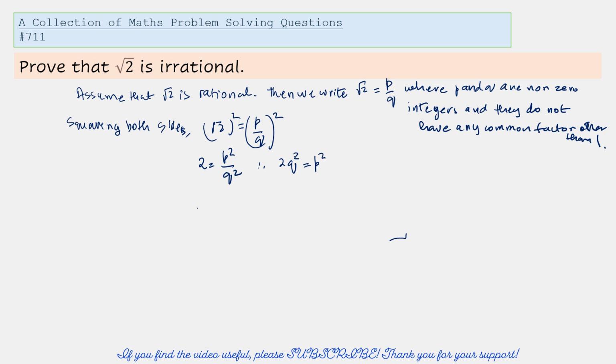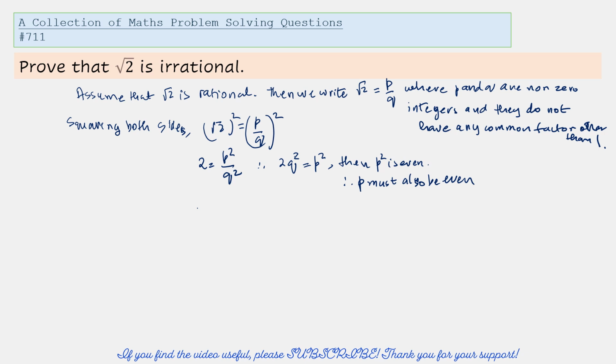Now when you write 2Q square equals P square, then P square is even because it's a multiple of 2. And if P square is even, P must also be even. So it's a must. If P square is even, P has to be even.